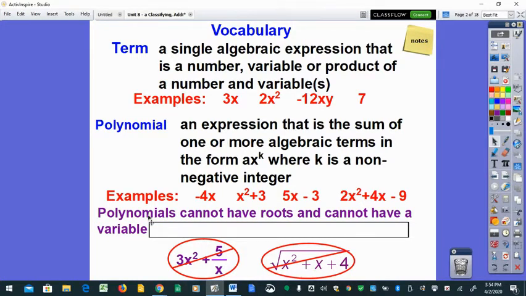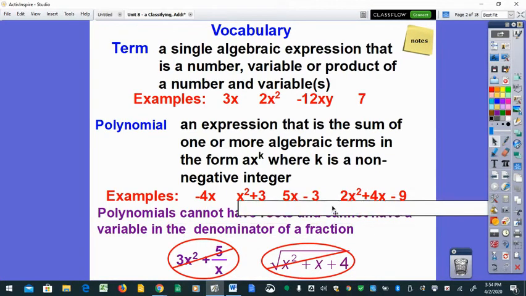The other thing that polynomials can't have is a negative exponent, which means that we're not going to have a variable in the denominator, like x to the negative 1 would put this guy in the denominator. So all of our exponents are going to be positive integers, or they could be 0, because that would give us just a number without a variable. So that's what a polynomial is. It's a many-termed expression.